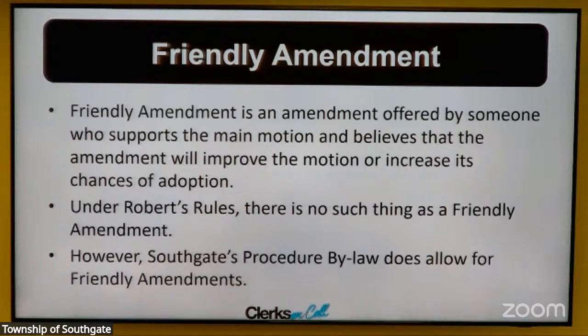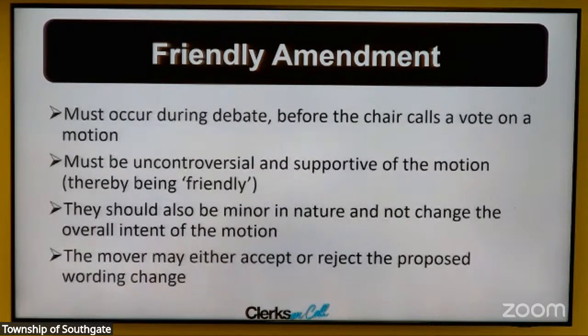We're friendly. So with that in mind, what's the best way to deal with them? During debate, before the chair calls a vote on a motion, someone may ask the mover of a motion, would they agree to a small change in wording? Presumably, it's both uncontroversial and supportive of the motion, thereby being friendly, and is likely to be acceptable to the mover. So the mover then can either accept or reject the proposed wording change. If the mover rejects the change, then the member who was suggesting it in the first place can then formally make an amendment, and council would deal with it in the proper amendment process. But if the change is accepted by the mover, then the changed motion with that friendly amendment in it would be debated and the vote would be called on it.